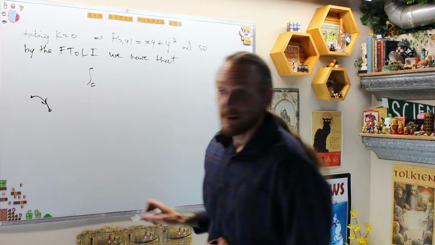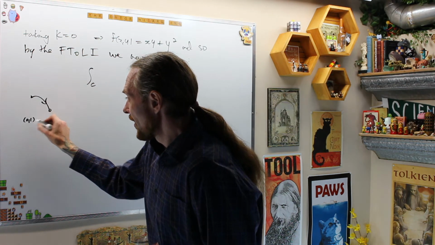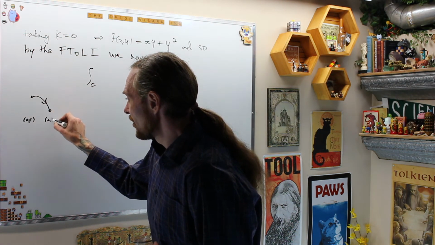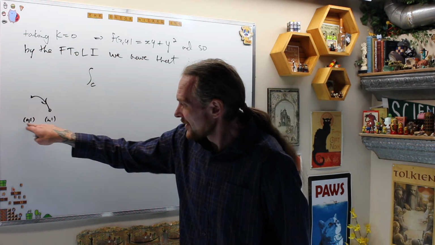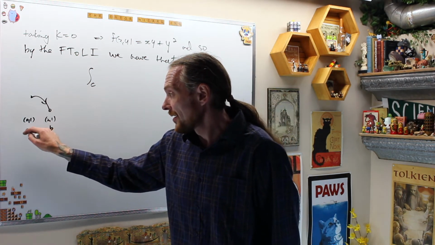way. So we started at this point, (0, 1), and we ended at this point, (2, 1). So our curve is going from (0, 1) down to (2, 1). So this is going to be our b, and this is going to be our a.